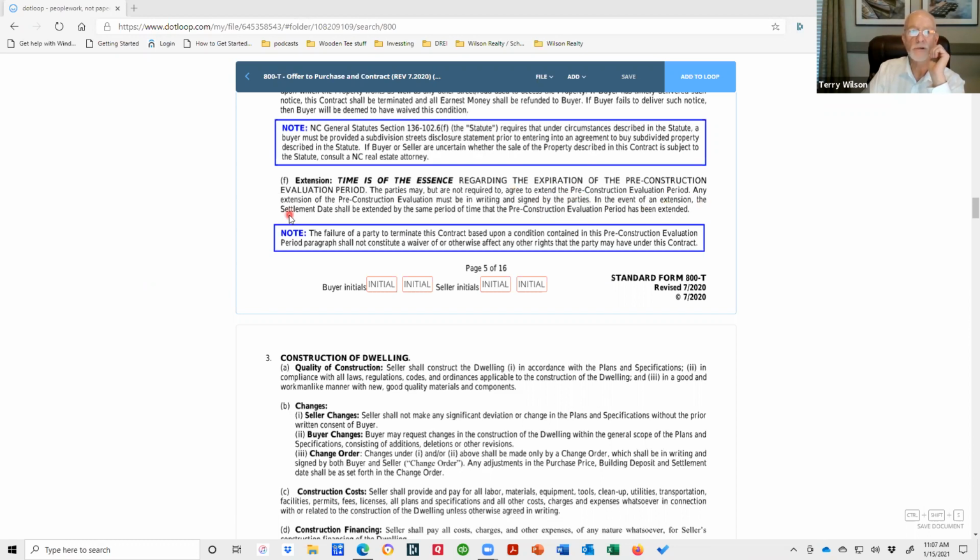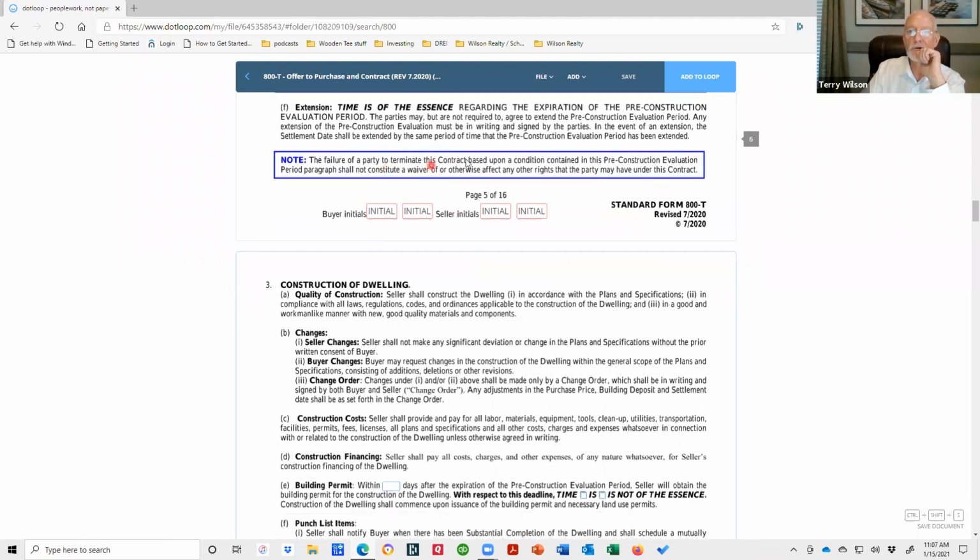In the event of an extension, the settlement date shall be extended by the same period of time. So if they say, we want an extra 5 days for the pre-construction, then that means your closing or your settlement just got moved 5 days. It's automatic. You're no longer going to be shooting for that same closing date, that same settlement date, because if you extended the pre-construction period 5 days, then you automatically extended the settlement date 5 days. Unless you scratch that out.